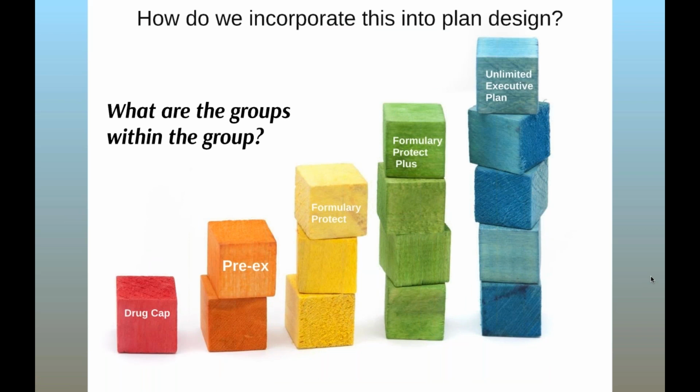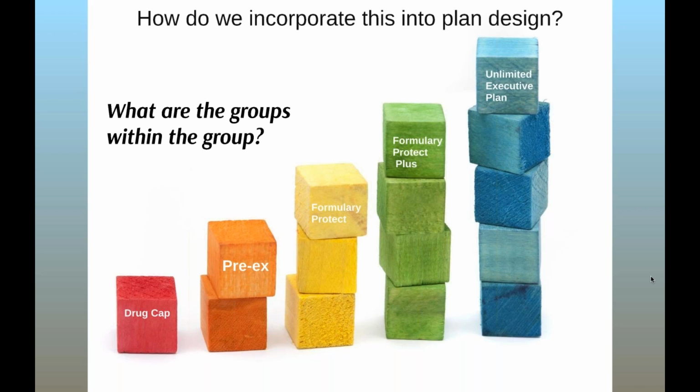So how do we incorporate this type of thing into plan design? Well, that comes back to that question: what are the groups within the group? Not everybody has to have it. You can have some groups within the group that have a drug cap, a hard cap, $2,500, $1,000, $5,000. Other groups, we're gonna have a pre-existing condition clause. We've got a lot of turnover in this particular group.